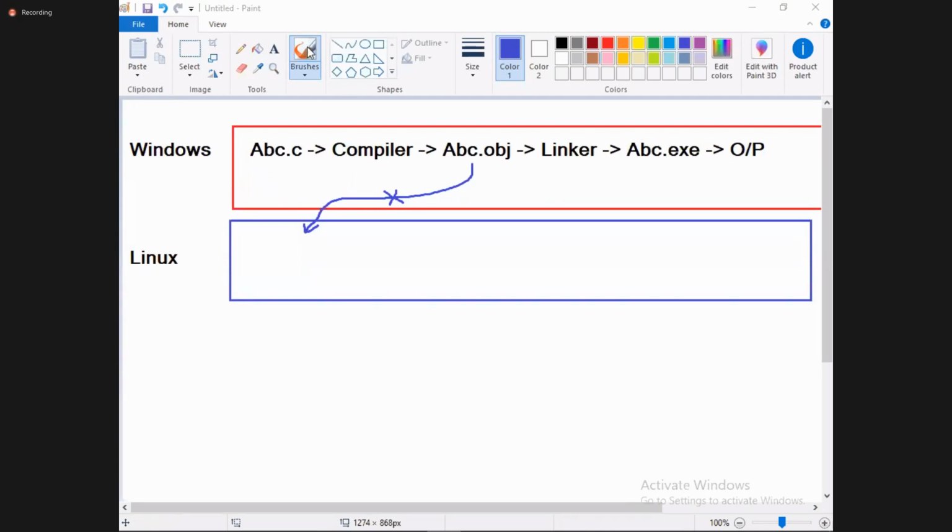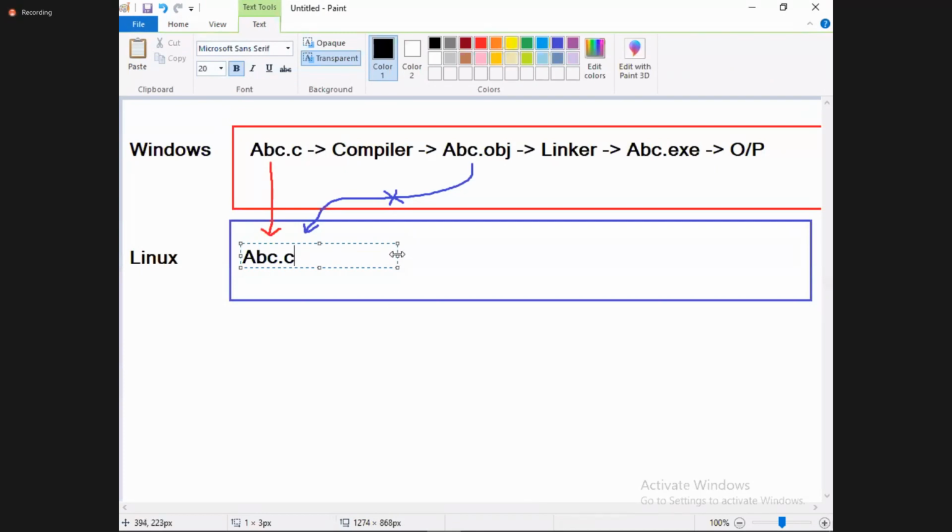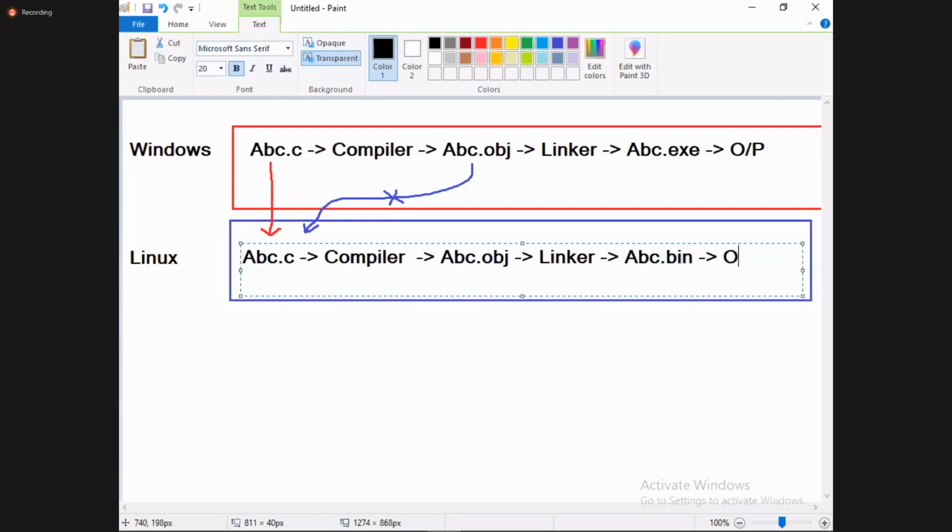Then what should I do? You have to carry the source code, abc.c, to Linux. Then you compile it, giving it to the compiler. Again it generates abc.obj. Then we give it to the linker. The linker will generate a new executable file. The executable file format is abc.bin, not abc.exe, because the exe extension is specific to Windows. Then we get output from there. This is the story about Linux.